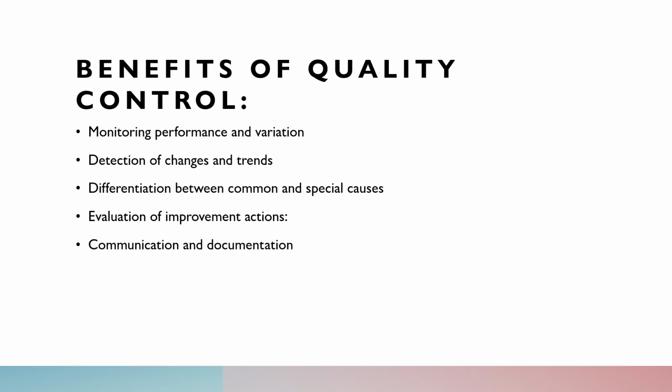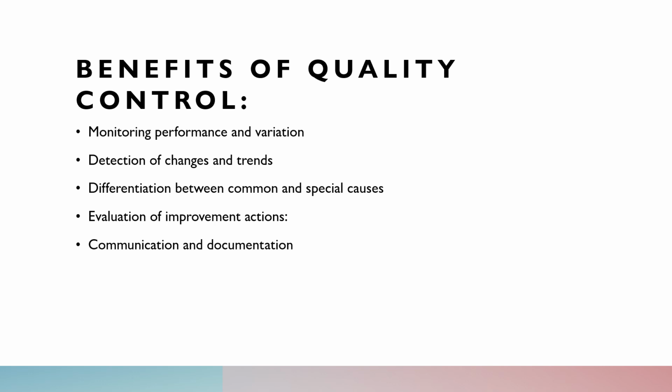Here are some benefits of quality control. Number 1. Monitoring performance and variation. Control charts allow you to track the performance and variation of a process or variable over time. This helps you understand the stability and predictability of the process.